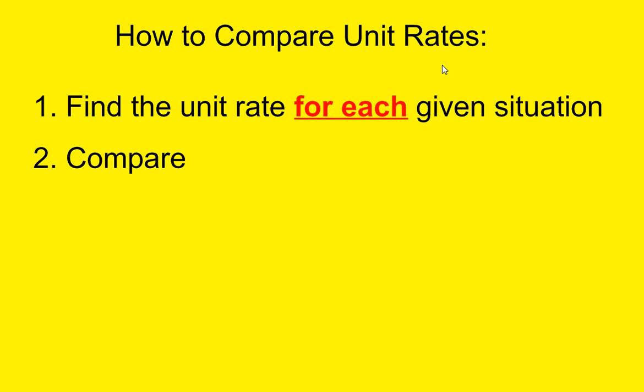How to compare unit rates. To compare, first you have to find the unit rate for each given situation. So if they give you 3 things to compare, you have to find 3 unit rates. Same thing if there's 2 things to compare or 5. And then the last thing you're just going to do is compare the numbers.